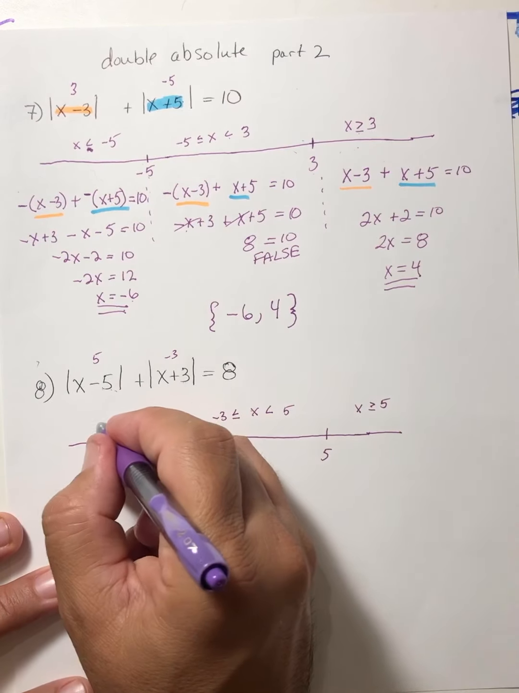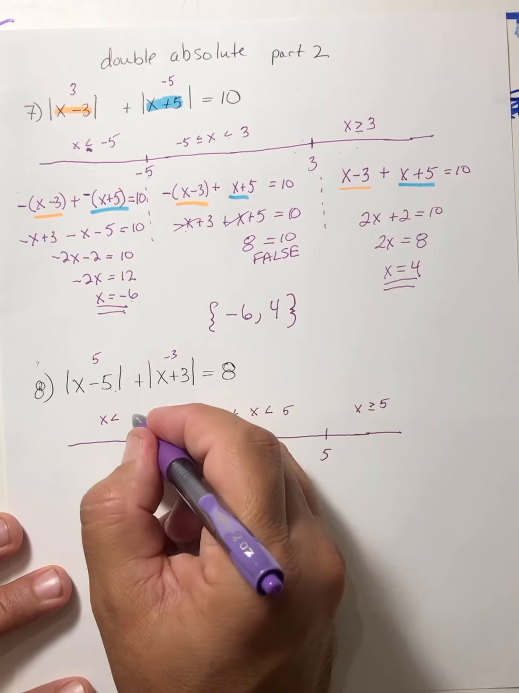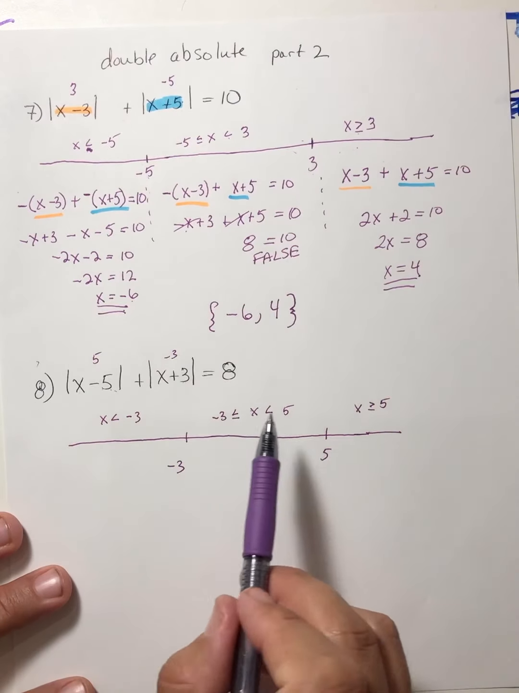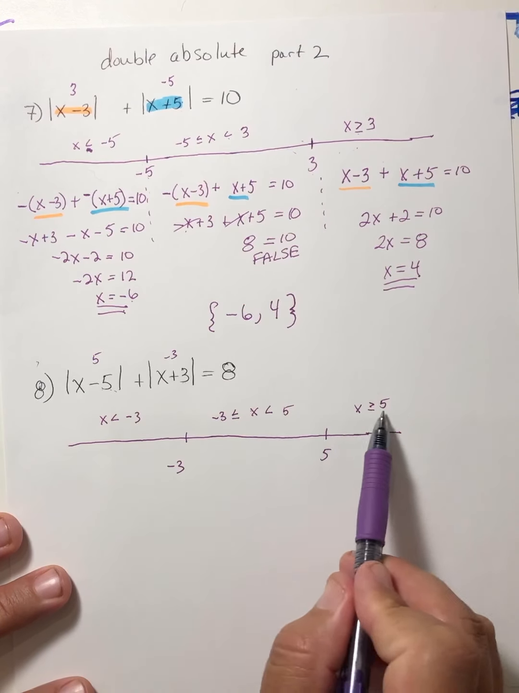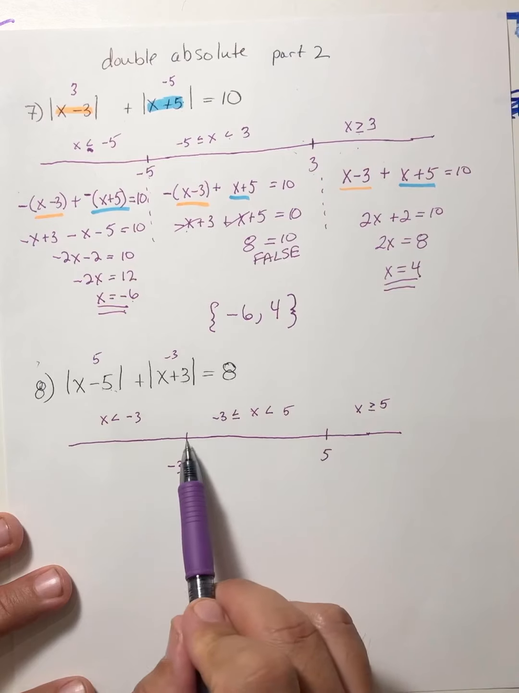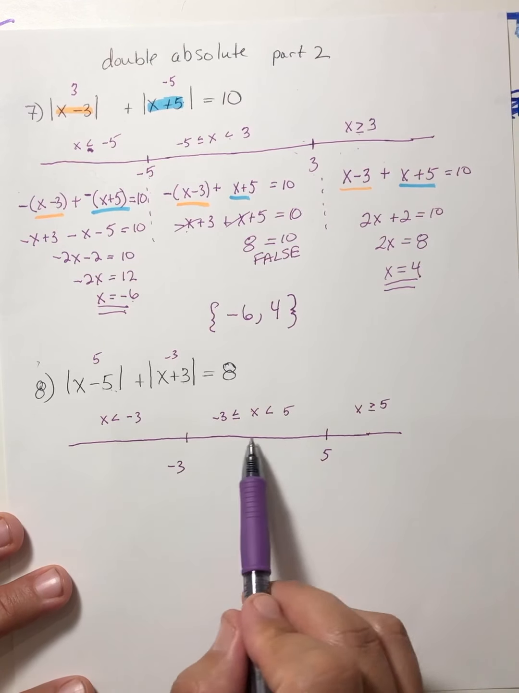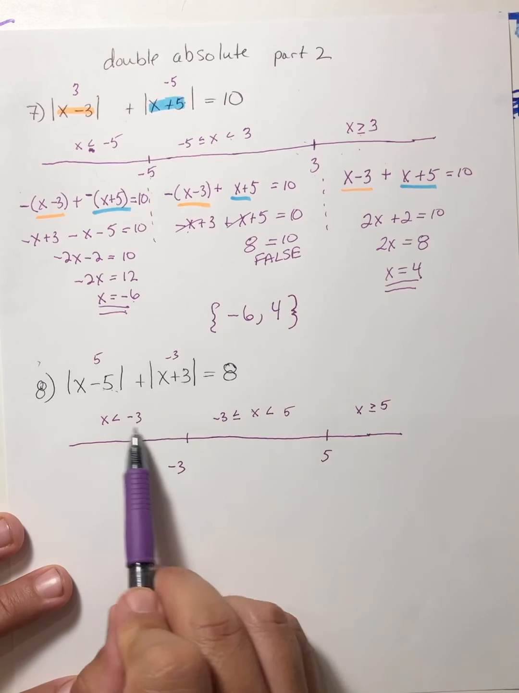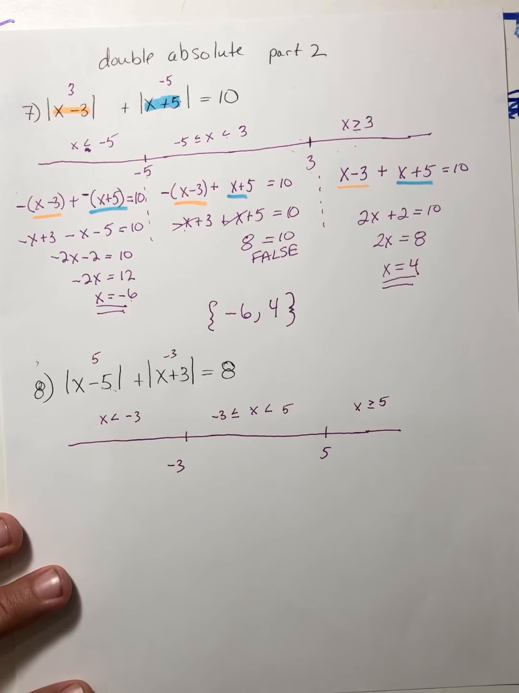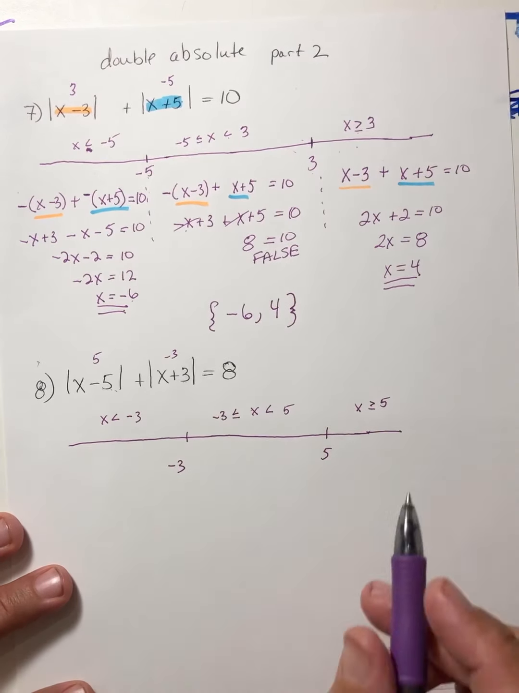And then here we are less than -3. Remember what we talked about before. We have to include these critical points somewhere. So I included it here and I included it here. It doesn't matter. Based on the inequalities, you're including them somewhere. These are just the technicalities of the process.